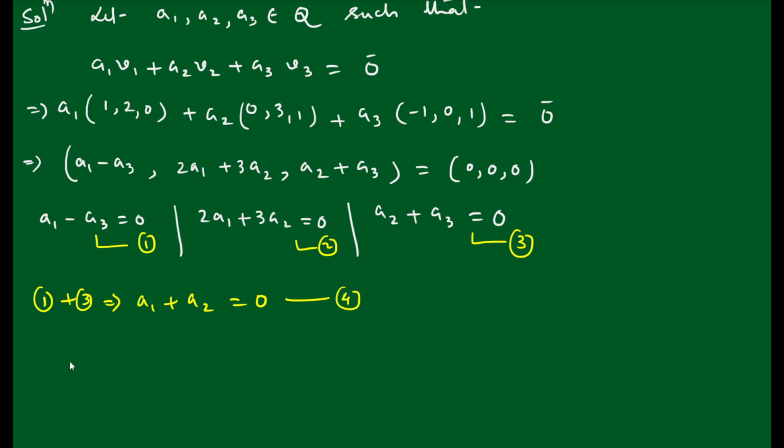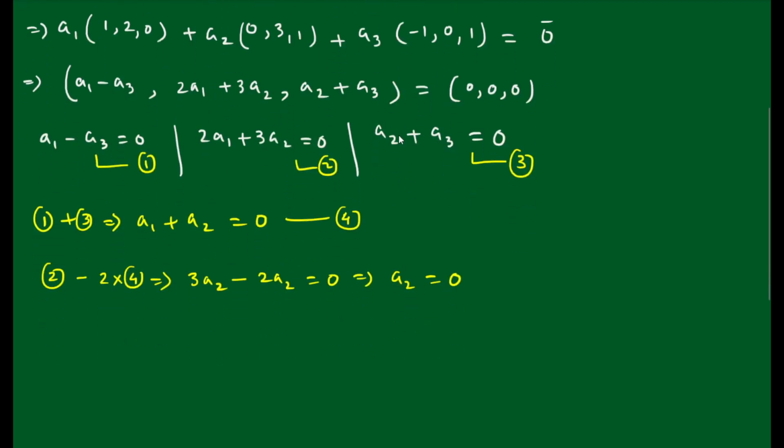Now equation 2 minus 2 into equation 4. If we do this, then what we'll get? In equation 2, the first term is 2a1. And in equation 4, the first term is a1. So if we multiply it by 2, then 2a1 minus 2a1 will cancel. Then we get 3a2 minus 2 into a2 equals 0. So from here a2 equals how much? 0. The first value we are getting here. So a2 equals 0.